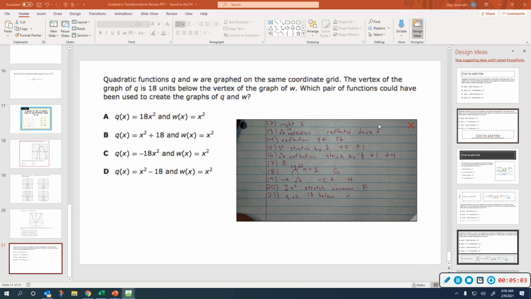Okay, so first, looking at my answers, I can eliminate A and I can eliminate C because those are both going to be a stretch. It doesn't stretch, it just says it's going to move 18 units below. So Q is going to be minus 18, whatever W is, which means it's going to be answer choice D.